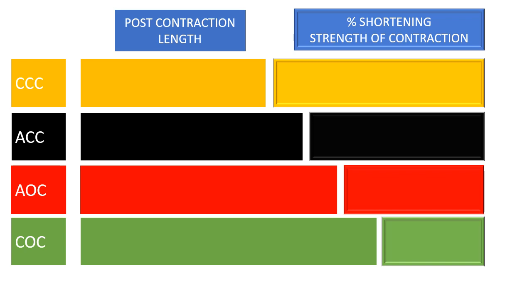And as we can see on the right side, that is the percentage of shortening or the strength of contraction. Here we understand it by the maximum amount of shortening. So maximum shortening is present with CCC, cathodal closing current, slightly less strength of contraction with anodal closing current, even lesser with anodal opening current, and least strength of contraction is with cathodal opening current.